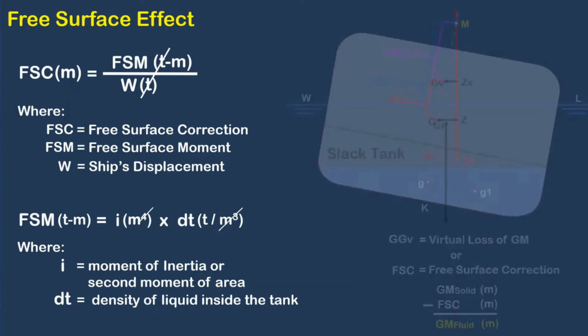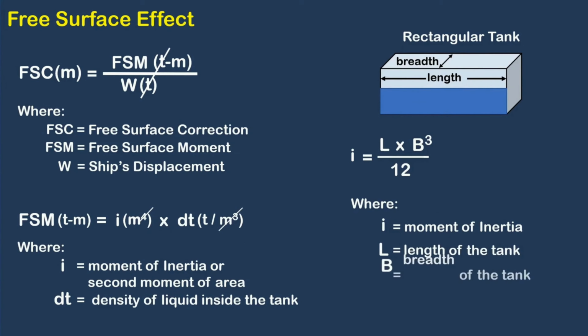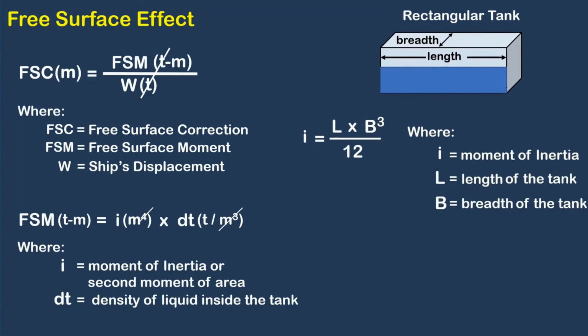For a rectangular tank, the moment of inertia is equal to the length times the breadth cubed divided by 12, where i is the moment of inertia, L for the length of the tank, B for the breadth of the tank, and 12 is constant. Let us simplify this formula for a rectangular-shaped tank. GGv, or free surface correction, is equal to length times breadth cubed divided by 12 times displacement, and the quotient will be multiplied by the density of liquid inside the tank.